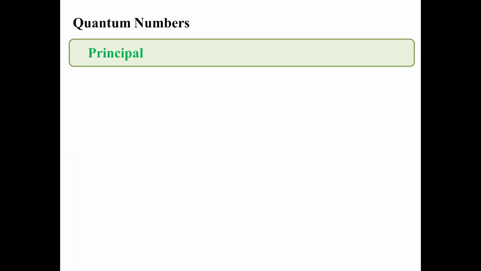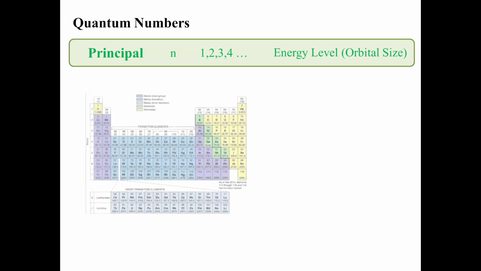To begin with, let's talk about the principal quantum number in a little bit more detail. Again, this is represented by n, and it starts at 1, going up plus 1 each time, and this will represent the energy level or orbital size. One of the easiest ways to look at this is our periodic table. If we look at the very first row, this is our principal quantum number of 1, which can be represented with a 1s orbital.